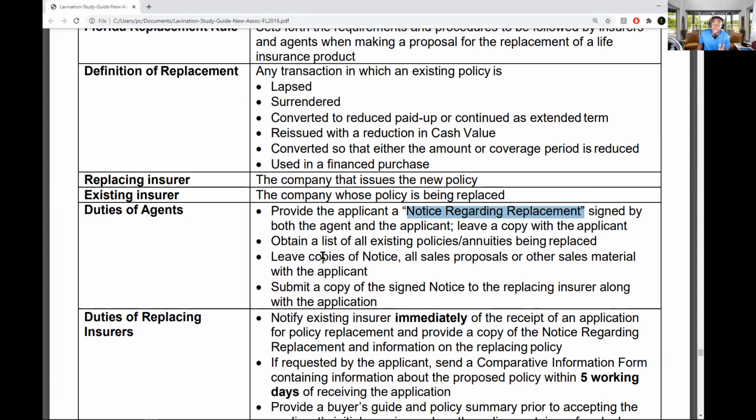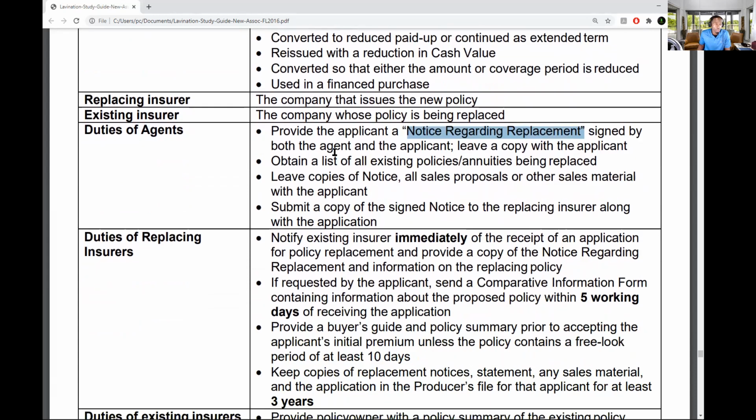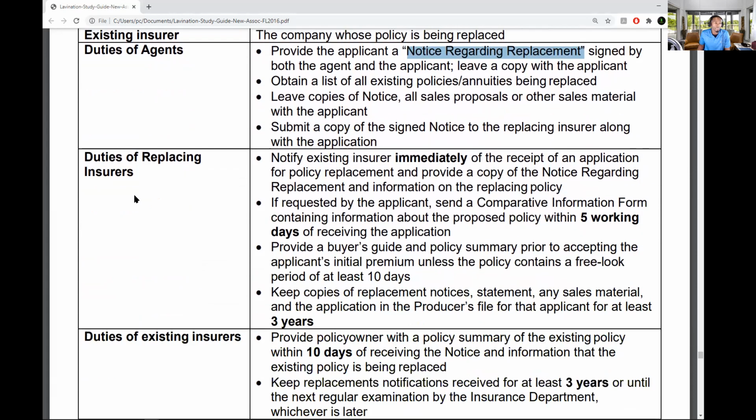Also, remember that you have to obtain a list of all the existing policies or annuities that are going to be replaced. If they have 5 policies and you're going to replace all 5, you have to make sure you list all those policies. Leave a copy of the notice, all sales proposals, or the sales material you use with the applicant. Also, you have to submit a copy of the signed notice to the replacing insurer along with the application. Make sure you know those things, because any of those can be on your exam. They may ask, which of the following must the agent do when replacing a policy. So make sure you know how important this is.